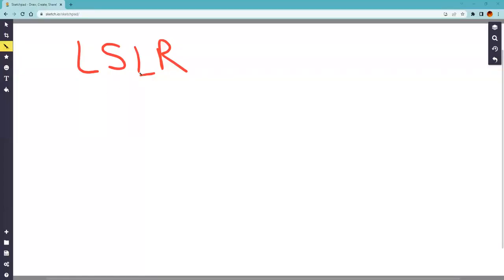The next thing that you would want to know is the least squares regression line, LSRL. What is this? This is a line of best fit.